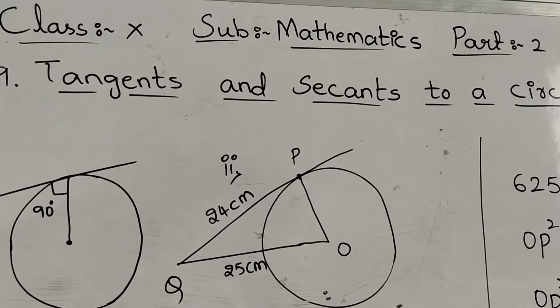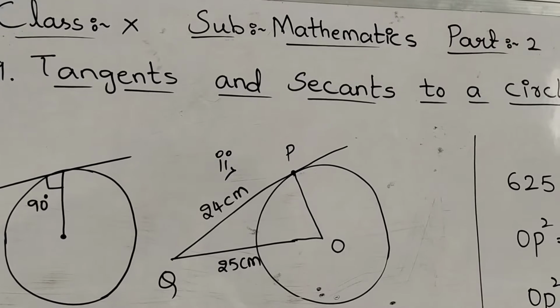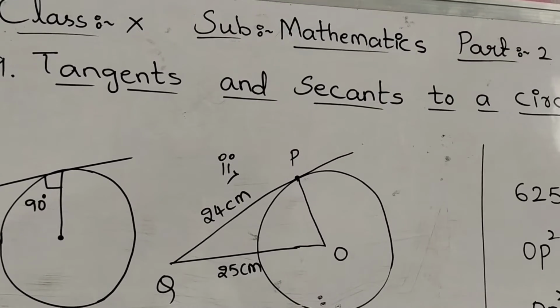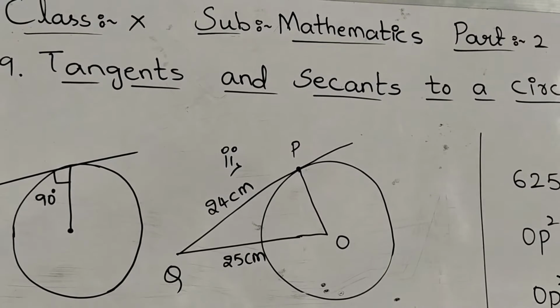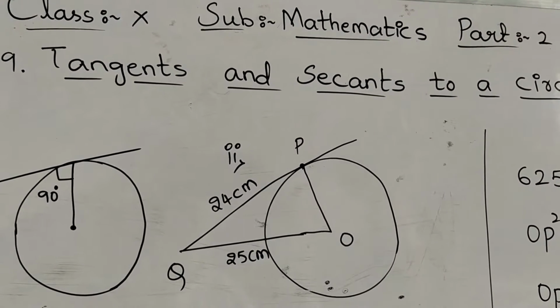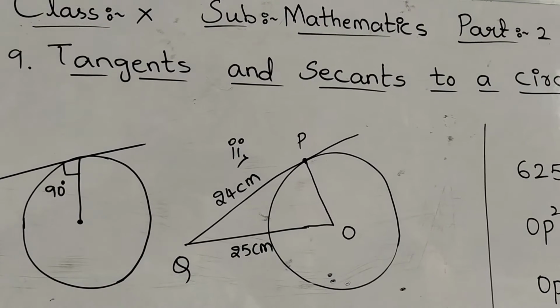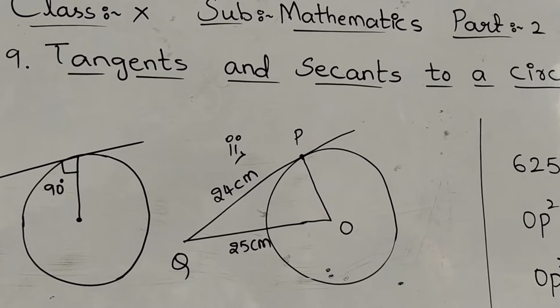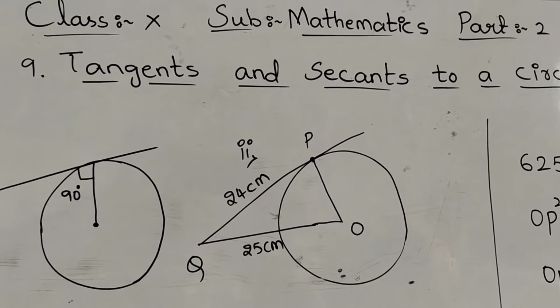This is chapter number 9, tangents and secants to a circle, part 2 of class 10. In the previous video, students, we have just started this and we have done the problems of exercise 9.1. Today we are going to start the next exercise, that is 9.2 of this chapter. Let us discuss the first question.